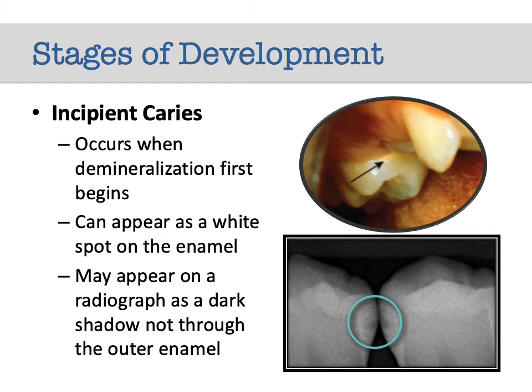There are other white spots that can appear on enamel. So just because there's a white spot does not mean that it is an incipient cavity, but it could be. This is something that a dentist would have to look at. But just know that they can appear as a white spot on the enamel. They may also appear on a radiograph as a dark shadow, though that dark shadow has not penetrated through the entire outer enamel layer. As you can see here in this photo, the circled area, you can see these small dark gray triangles in between the teeth. Those are incipient cavities, and they have not penetrated the full layer of enamel yet.